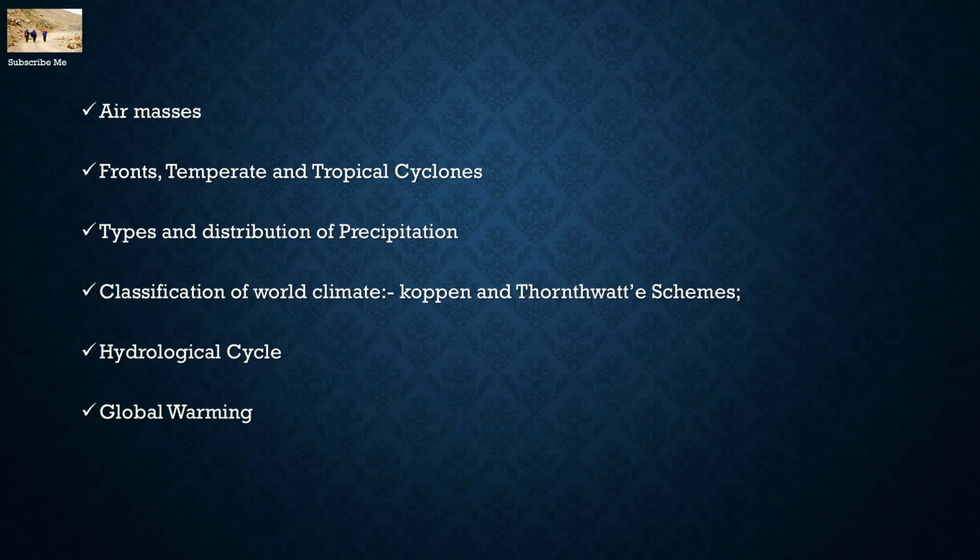Remember, guys, there are different names of cyclones in different areas. You have to study about it. Types and distribution of precipitation, how it is done, classification of world climates, which includes the Köppen classification and Thornthwaite schemes and so on. Hydrological cycles, global warming. We all know about it. What is the hydrological cycle? The complete phases of water it includes, along with global warming, ozone, temperature, and the indirect topics that are also included.